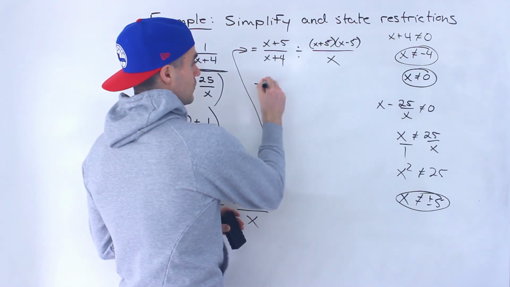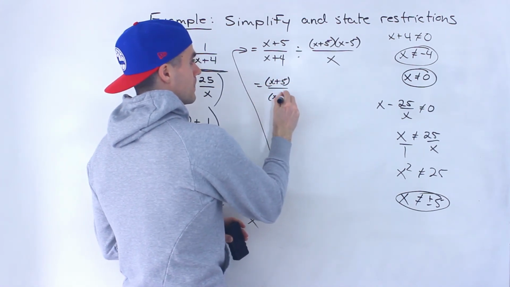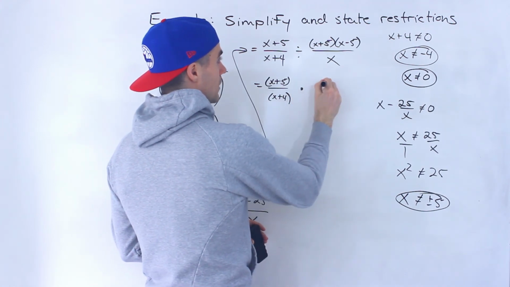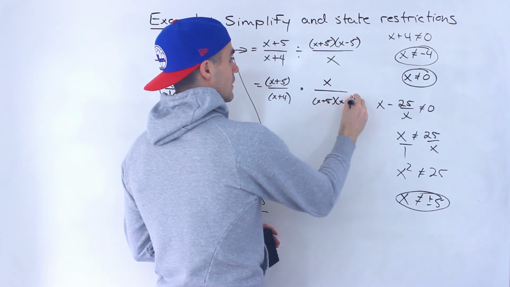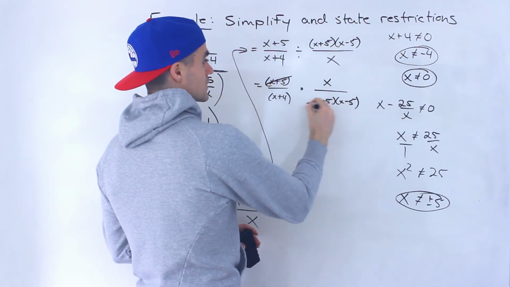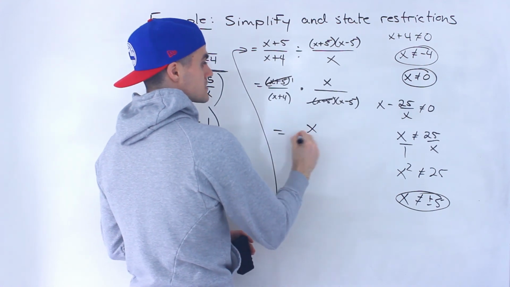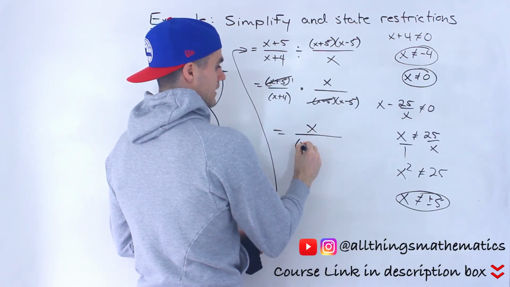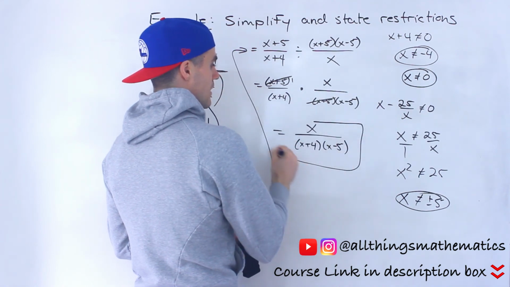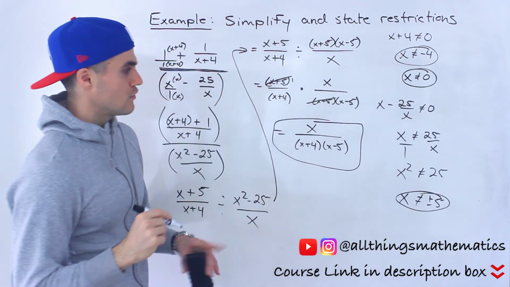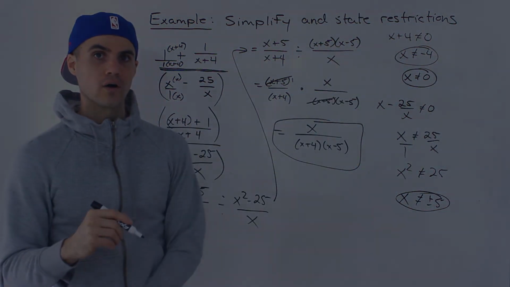And so from here, if we want to simplify this, we could just multiply by x over x plus 5, x minus 5. And then notice that the x plus 5s would cancel out. And then nothing else cancels out, so 1 times x gives us x over x plus 4 times x minus 5. And so that there ends up being the final answer. That's the simplified form. And then those are the 4 restrictions.